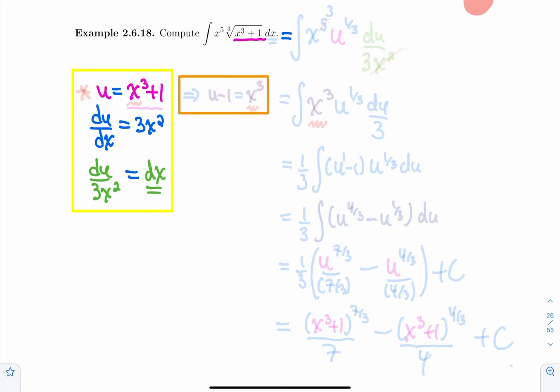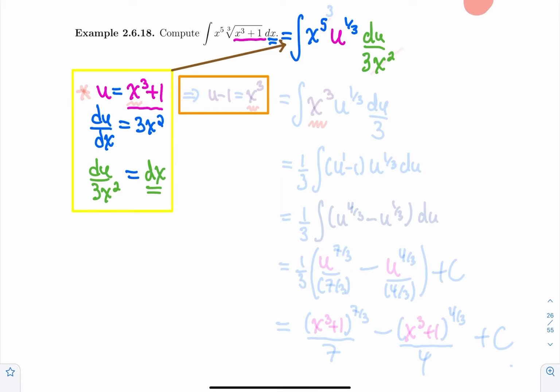So we have a formula for u, it's x cubed plus 1. We have a formula for dx. So here we go. We have the integral of x^5 times the cubic root of u, and the cubic root of u, I'll just write it right away as u to the power 1/3, and then dx is just going to turn into du over 3x squared.